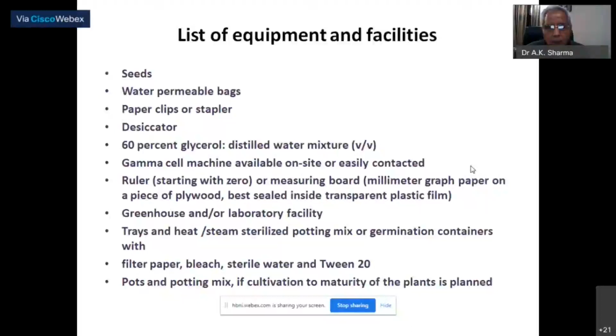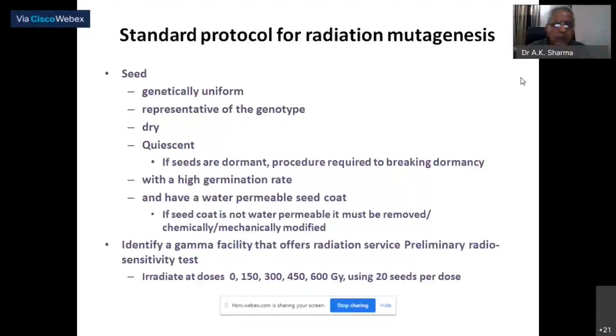Many times you need to sterilize many of these trays or equipment that are used, because we don't want things to be contaminated with fungal or bacterial spores or bacterial growth. So, these are like pots, potting mix, which are normally required for growing. So for any experiments to be carried out on mutation breeding, these basic requirements are there in a mutation lab.